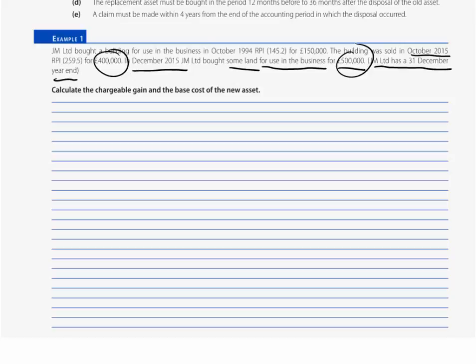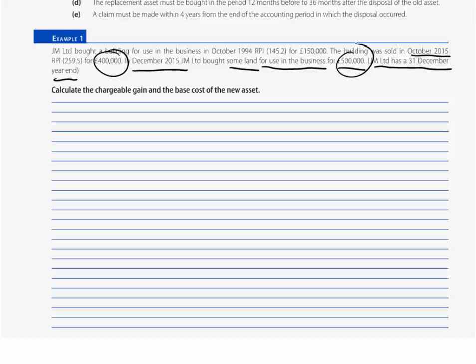It means full rollover relief is available to us. So I would in fact like you now to work an answer to this particular problem. You don't need me in fact to show you here. You know the proceeds, you know the cost, you can get the unindexed gain.